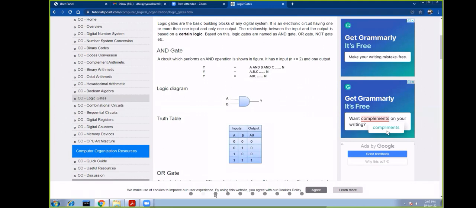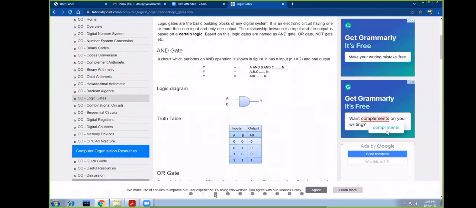Suppose you have 3 subjects, physics, chemistry, math. Passing criteria is 35. So how can you apply an AND gate? A person or student must pass all the 3 subjects with at least 35 marks, and only then will you pass.